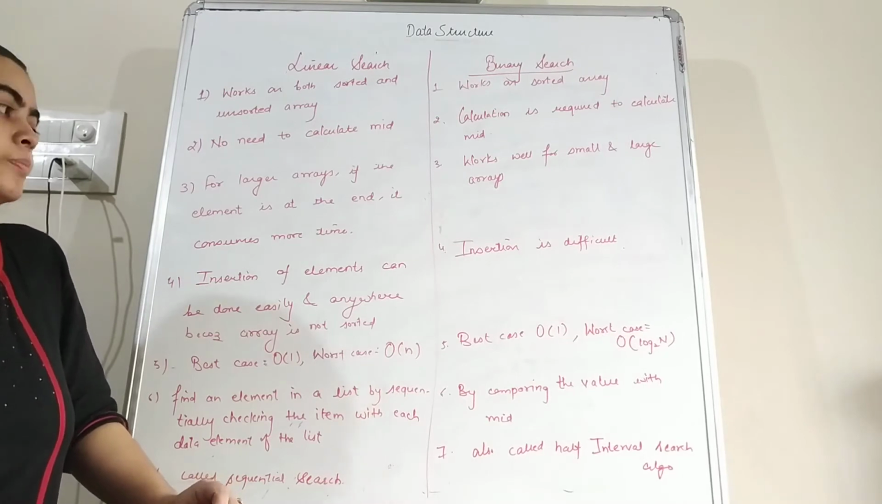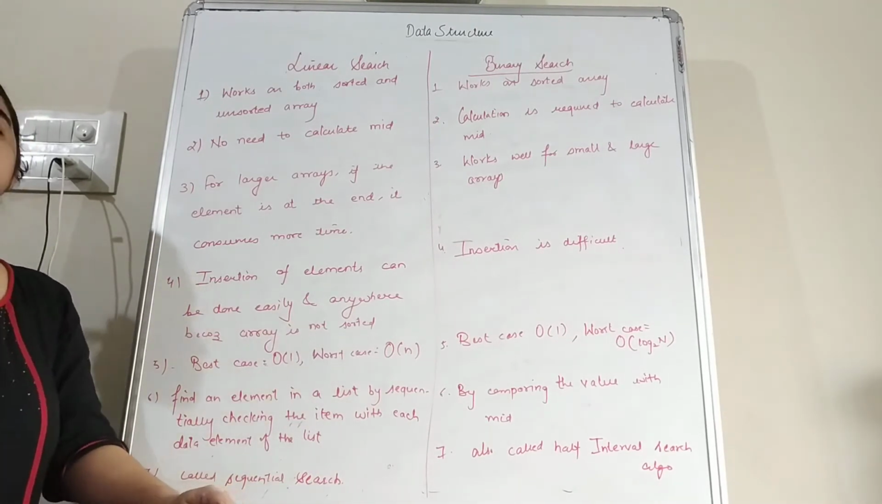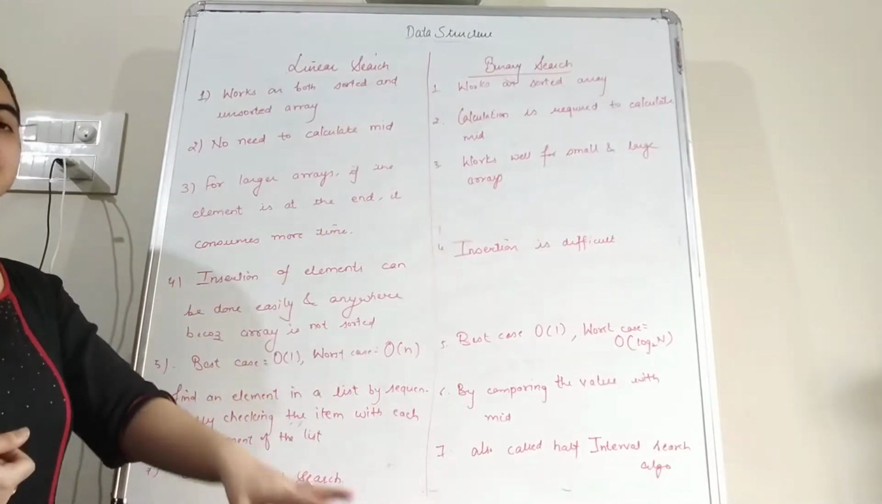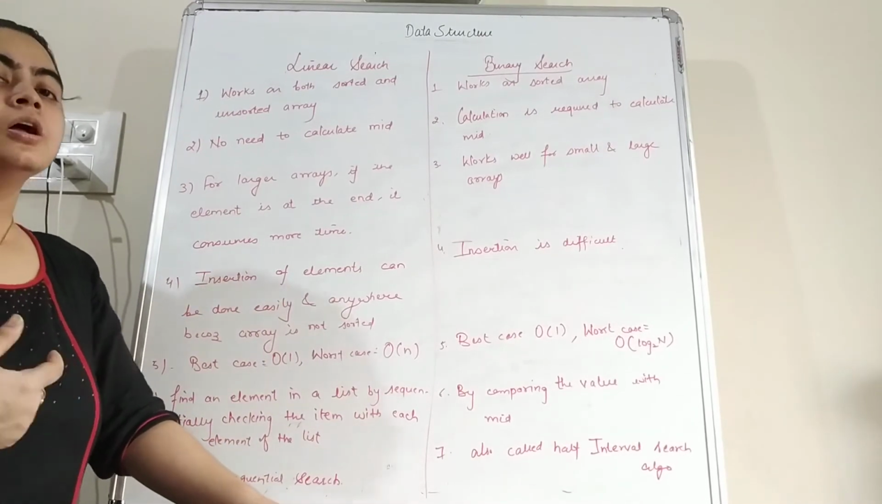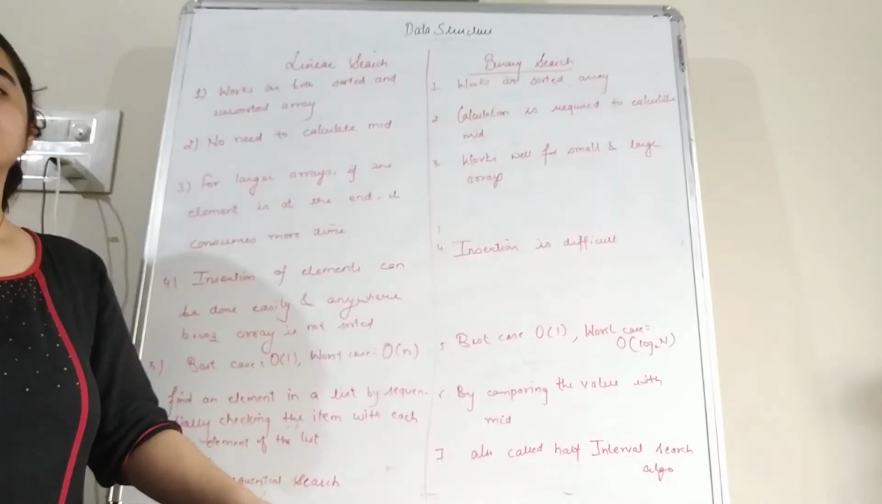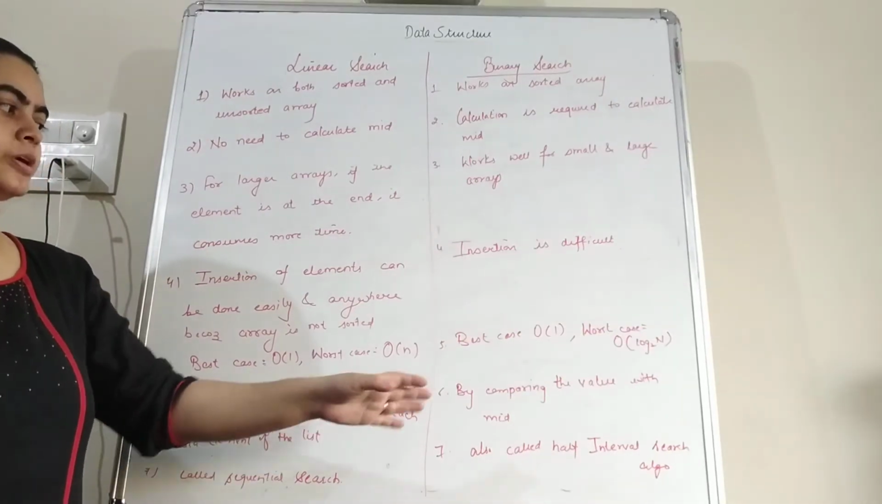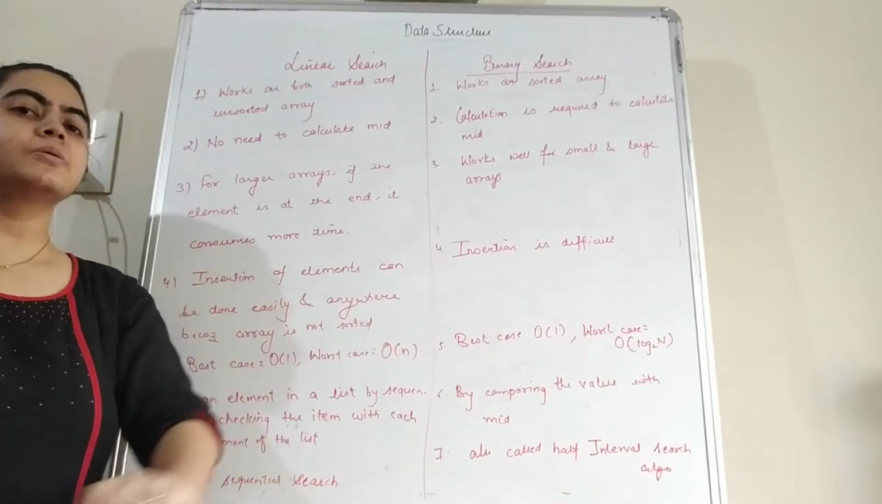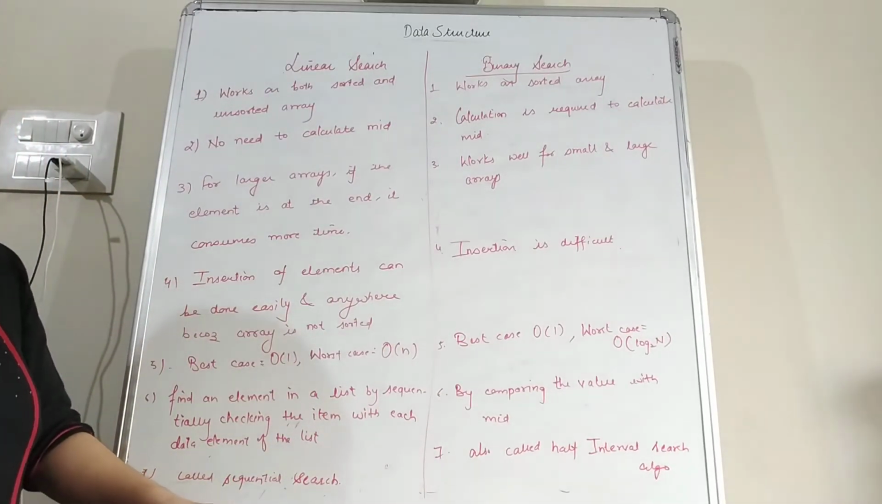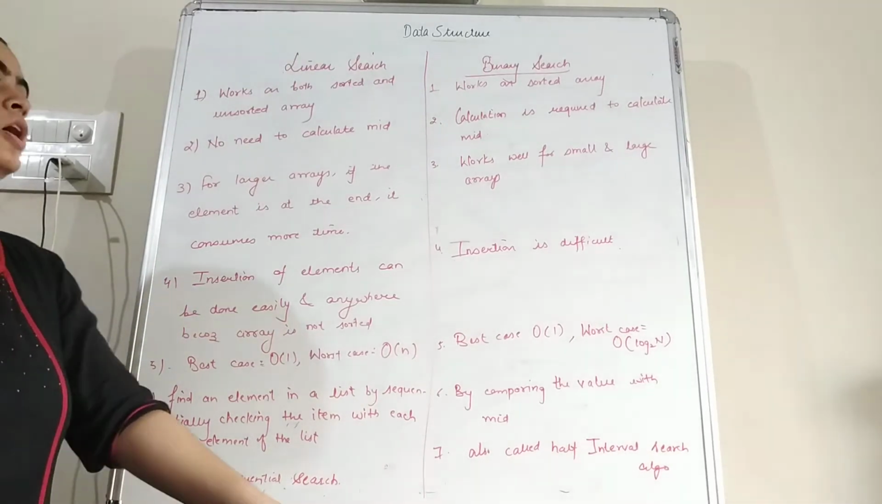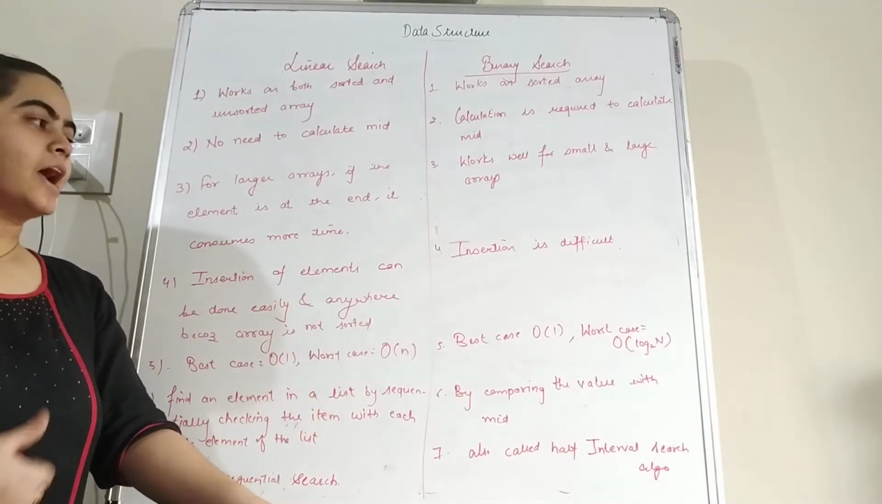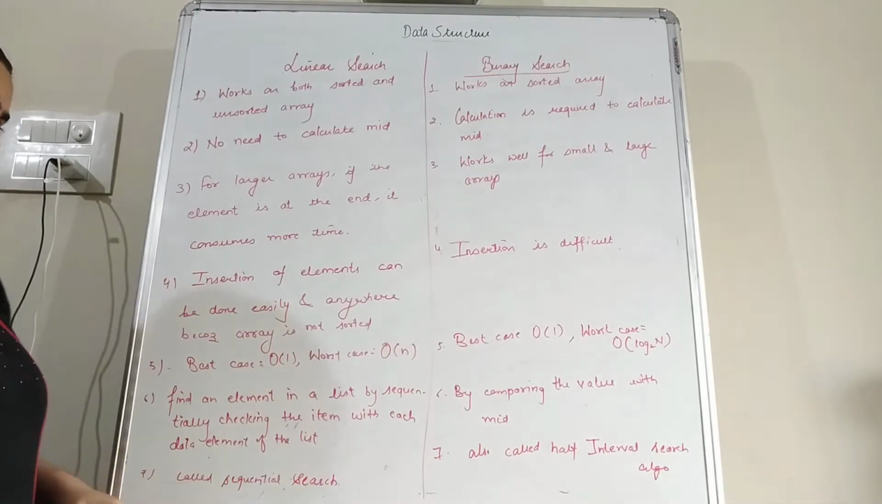While in case of the binary search, best case is big O of 1. That means the item which we are going to search is at the mid location, because initially we can find the mid and afterwards compare the item with the value of mid. So if the item is at the mid, best case is big O of 1 and worst case is big O of log n, and I have explained that earlier.